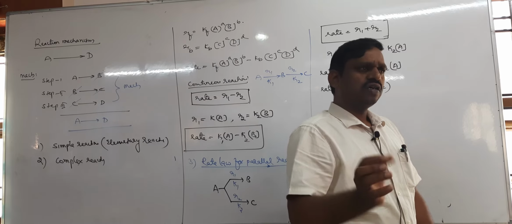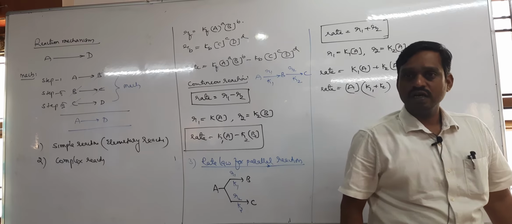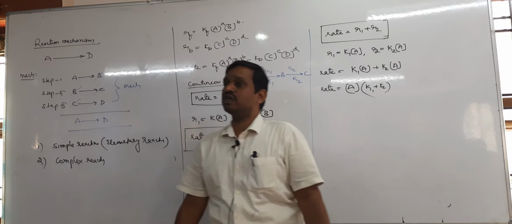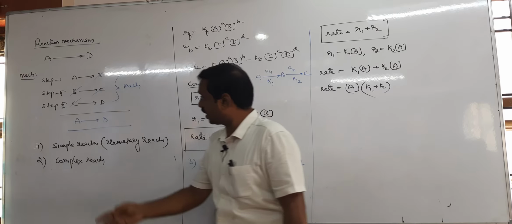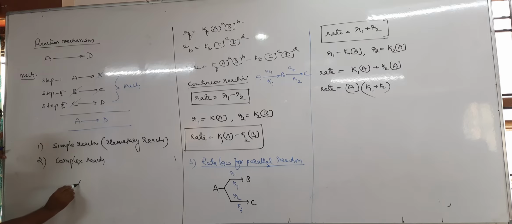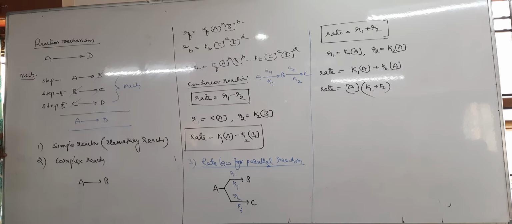reaction? The reaction which takes place in a single step, right? Such reactions are called what? Simple reactions. Like for example, A converts into B directly. If A converts into B, there is no intermediate, there is no other reaction. This reaction takes place in a single step. It is a simple reaction.